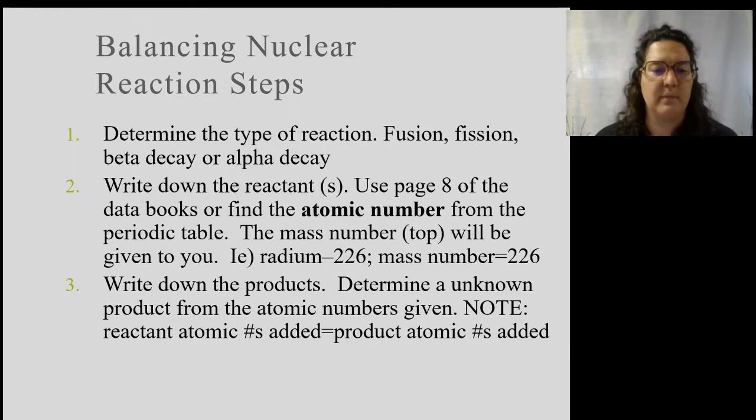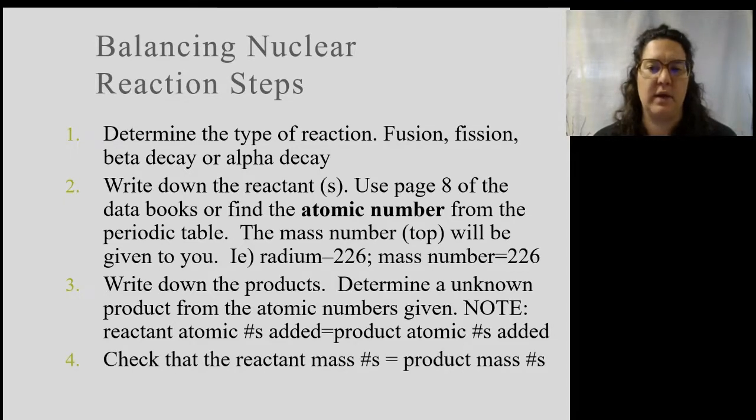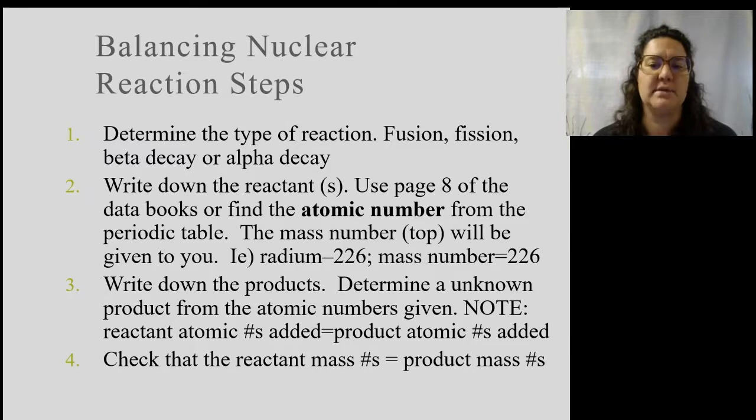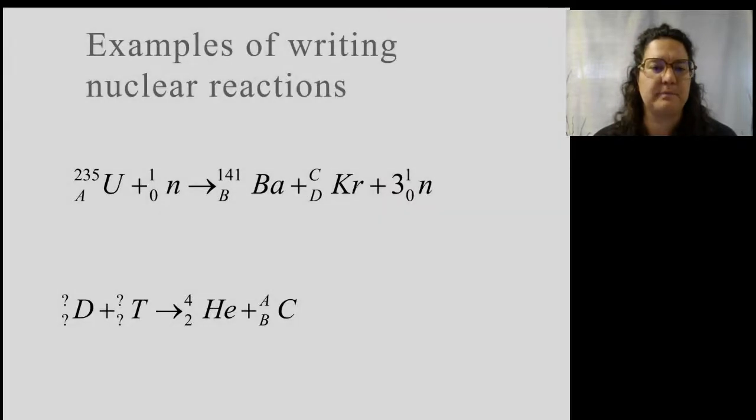So write down the different products, whether it's alpha decay, beta decay, gamma decay, fusion, or fission, and then determine the unknown product from the atomic numbers given. The reactants' atomic numbers and the products' atomic numbers should all be equal on the left side and the right side of the equation. So they should be balanced, left side versus right side. This is very similar to balancing a chemical reaction, except we're using atomic numbers and atomic mass.